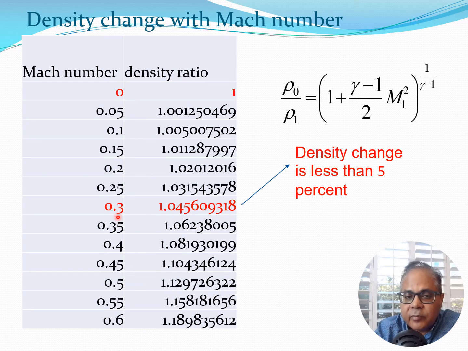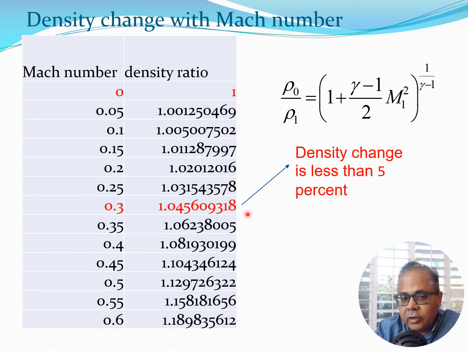Now we can see that at 0.3 it is less than 5% because it's 1.045, and 1.05 would be 5%. And of course, if you go to some Mach number like 0.6, it's becoming almost 19%. That means there is a 19% change in density. Here there is a 5% change in density.